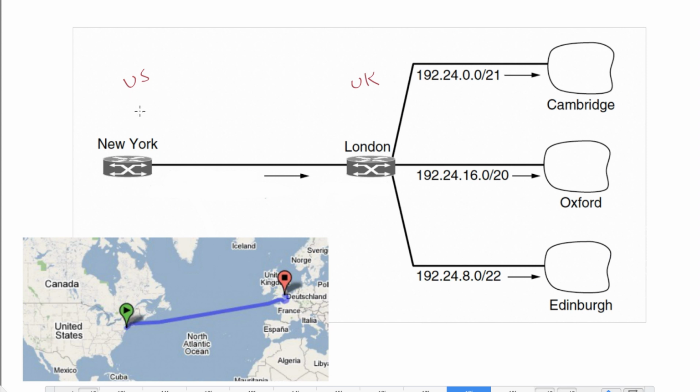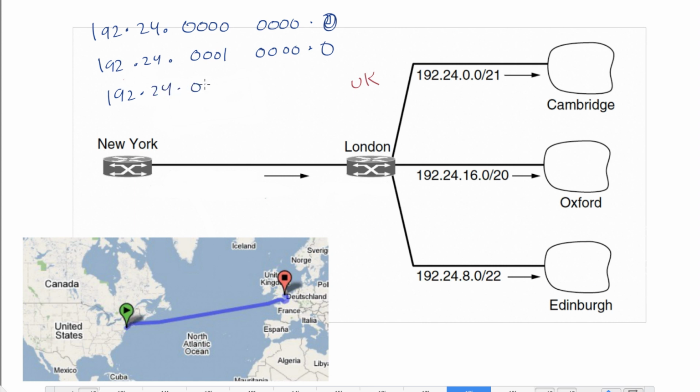So what should I write in the forwarding table of the Newark router? What do I need to do? Very simple. I need to just merge these 3 networks. So let's just do it. How are we going to do it? We are just going to write this in binary, which is 192.24. Instead of 0, let me write in binary dot 0, and then 192.24.16 means 0001, and then 0000, and 8 means 192.24.0000, and then 1000, right?